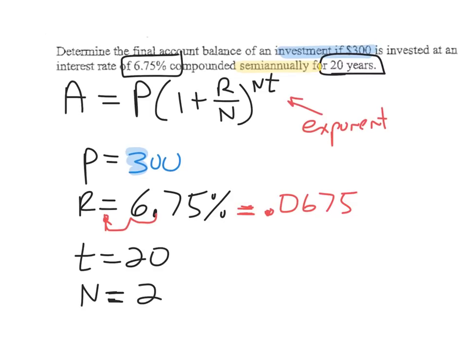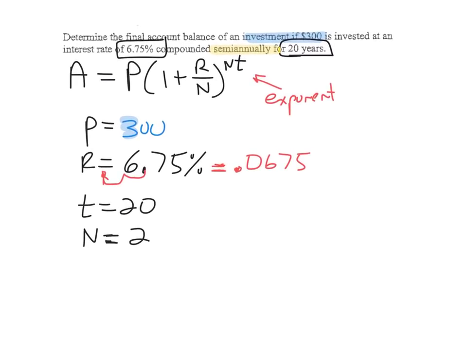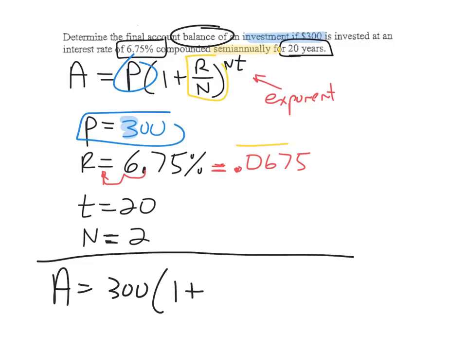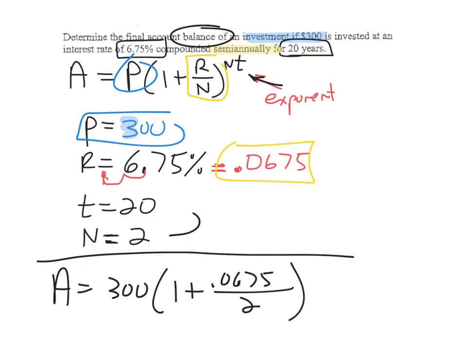So we're going to substitute back into the formula with all those values. A is the balance, so that's what we're trying to find right now. That equals P, the principal, so that's going to be 300 times parentheses 1 plus R over N. Well, in this case, R is 0.0675. N for semi-annually is 2. Close parentheses raised to the N times T, which in this case is 2 times 20th power.